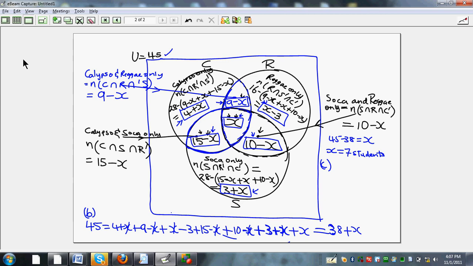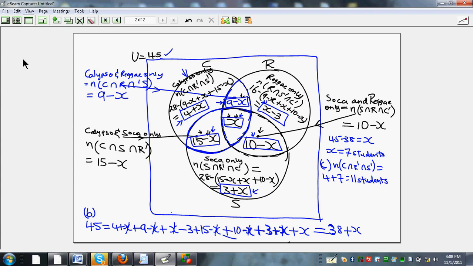Now, calypso only is what we have up here. And calypso only was 4 plus x. So if you write down calypso only, which is number of people that like calypso and not reggae and not soca, we could obtain that by using 4 plus x. So it'll be equal to 4 plus x, which we got as 7. 4 plus 7, which is equal to 11 students. So the answer here will be 11 students. Good?